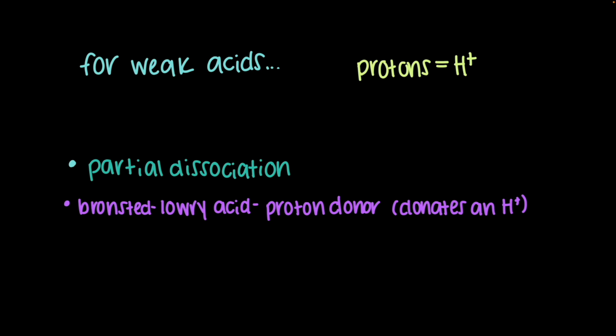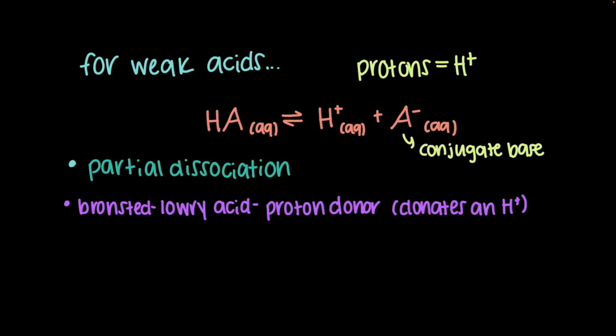A Brønsted-Lowry acid is a proton donor or donates an H+. Using the general formula for a weak acid, HA, a proton is donated to create H+ and A-. A- is the conjugate base. Weak acids will have conjugate bases on the product side of the equation with only an H+ difference in formula.